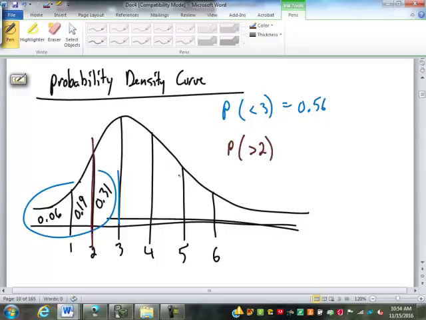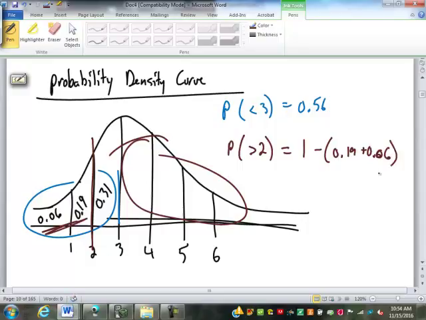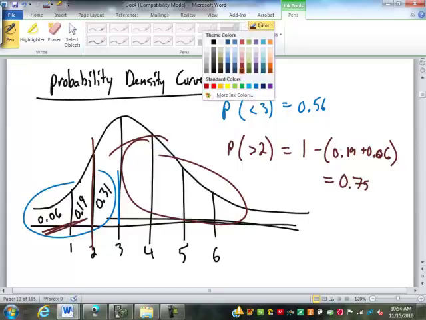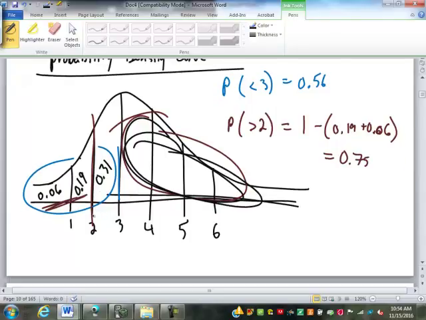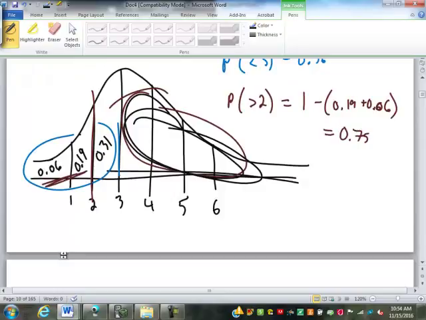I might ask what's the probability of being greater than 2? Well, here's 2, being greater than 2. I don't know all these probabilities over here, but I know the whole curve has to add up to 1. So I would take 1 and I would subtract these probabilities over here, 0.19 plus 0.06. That would work out to be 0.75. So dealing with those probabilities under the curve, and knowing how to add them up, and knowing the fact that the whole curve equals 1. So even though you're not given these probabilities over here, you know that they all have to add up to whatever makes that total equal 1.